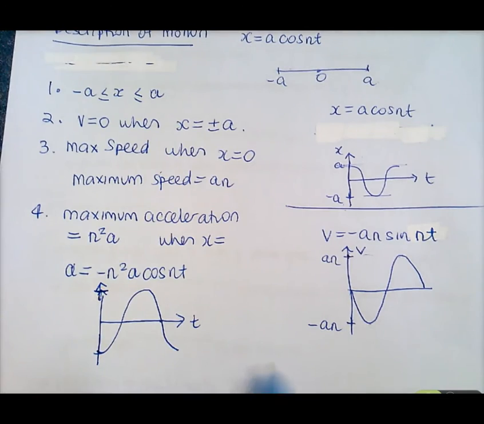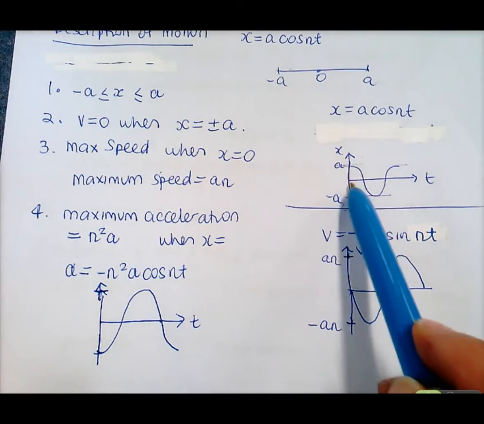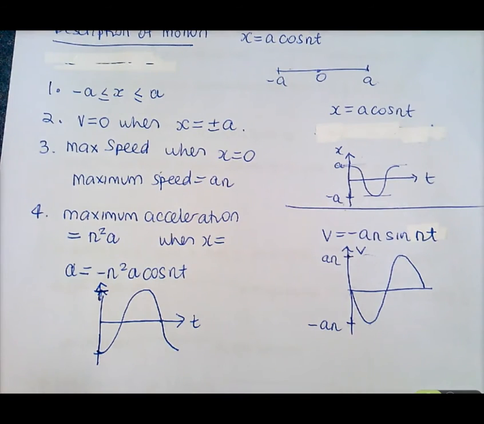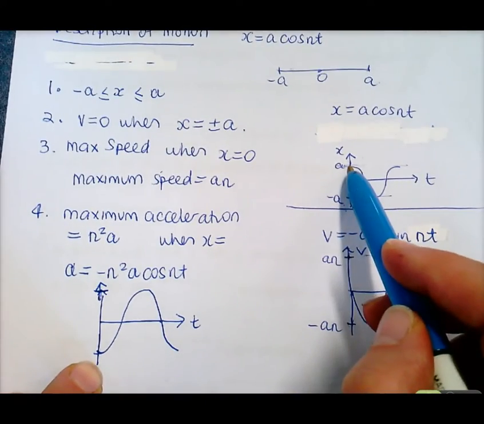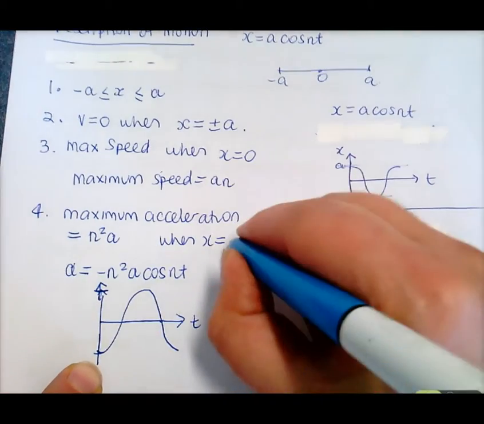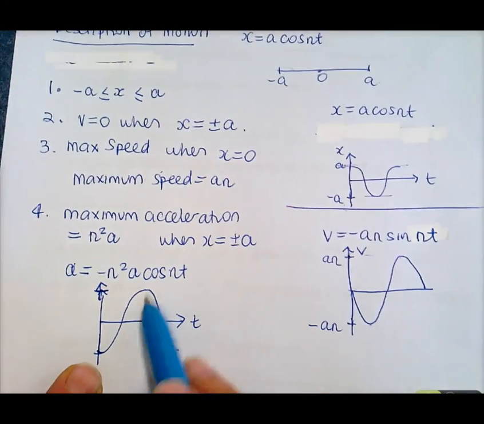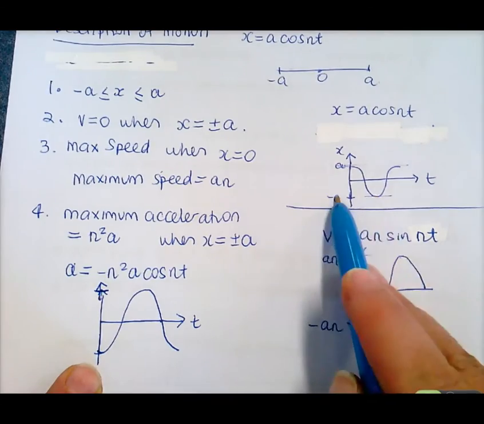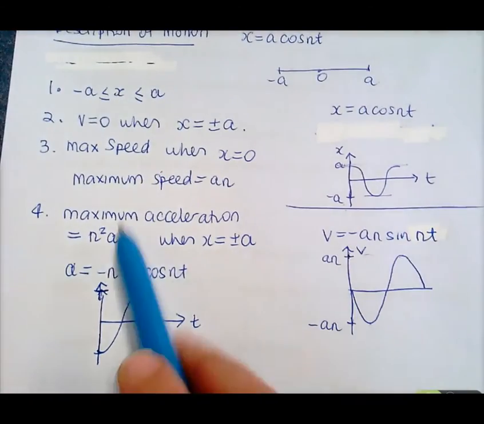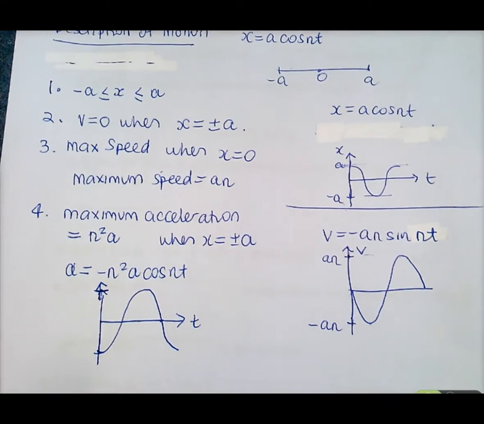And that will happen when x equals what? Well, here it is, and there it is. When x is what? See this point? It corresponds to x is a. Do you see that? When x is plus or minus a. This point is when x is minus a. So maximum acceleration is on the ends, remember? Maximum acceleration occurs at the endpoints of your swing.